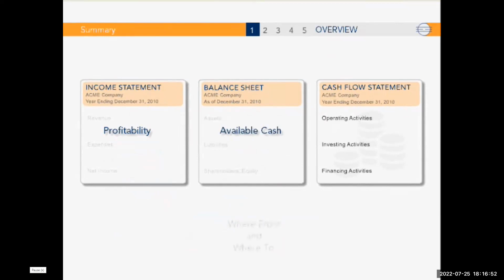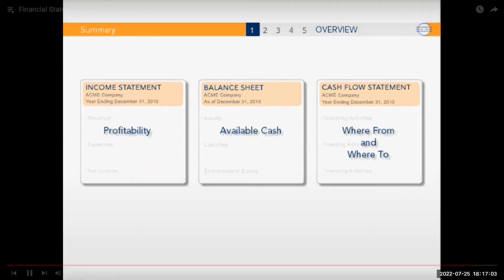And regardless of profitability and current available cash, if you want to know where cash came from and where it went, you look at the cash flow statement. Each document fills in a piece of the puzzle to complete your understanding.